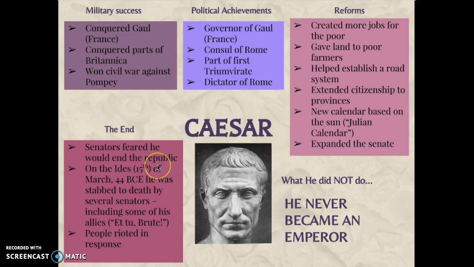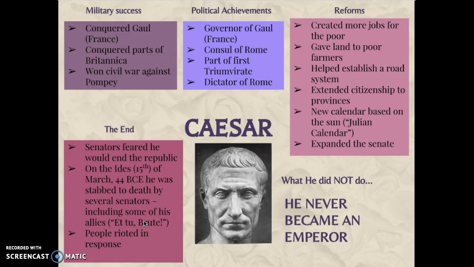So on the 15th of March, the Ides of March, he was stabbed to death by several senators, including some of his allies. One of them is Brutus, made famous in Shakespeare's play Julius Caesar, when Caesar looks up and sees his friend stabbing him, he says, "You too, Brutus?" Et tu, Brute? Now it becomes famous. So when your friend betrays you, feel free to use that phrase.